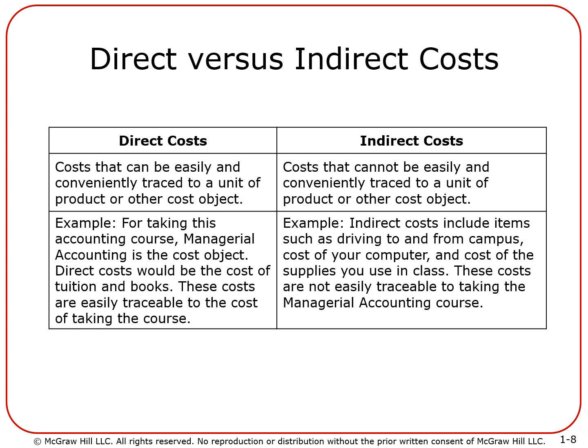So the important thing here is that something which is not directly traceable, but you need these costs to run the production, we are calling those indirect costs.